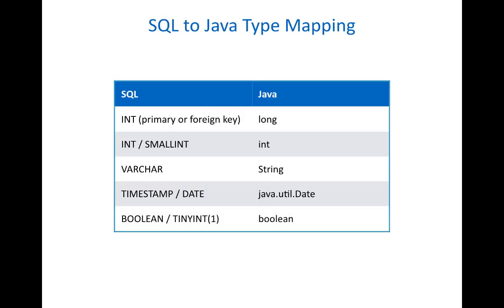When mapping SQL database types to types in Java model classes, the simple Affable Bean project uses a mapping similar to this. Any integer that represents a primary or foreign key becomes a long integer in the model class. Ints and small ints become Java ints. Varchars become strings. Dates and timestamps become Java util dates, and booleans map to booleans.